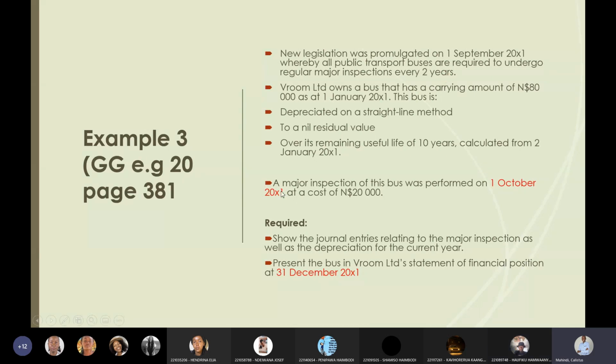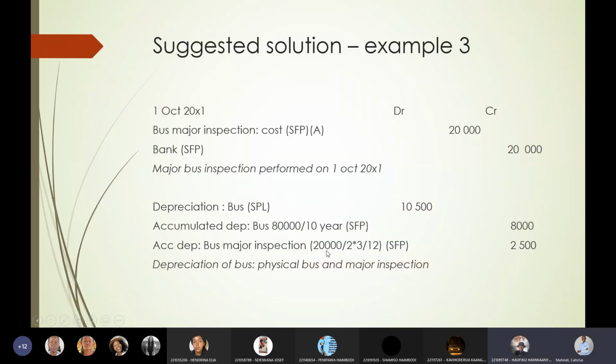But since the inspection was performed in October and the year end for this company is December, the second requirement tells us to present the statement of financial position as at 31 December. That is the year end. Maybe it should have been indicated in the question that the year end is December. So then you have to apportion it for 3 months, 10,000 times 3 over 12. Or you just say 20,000 divided by 2 times 3 over 12. That's how you arrive at the 2,500.